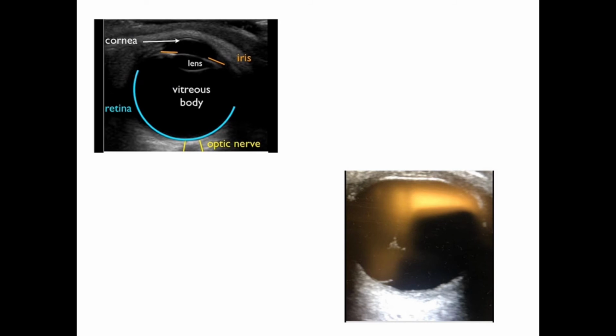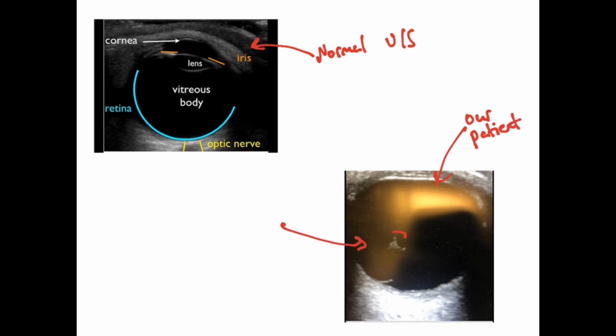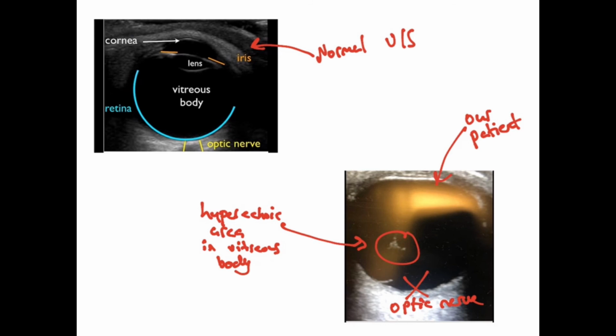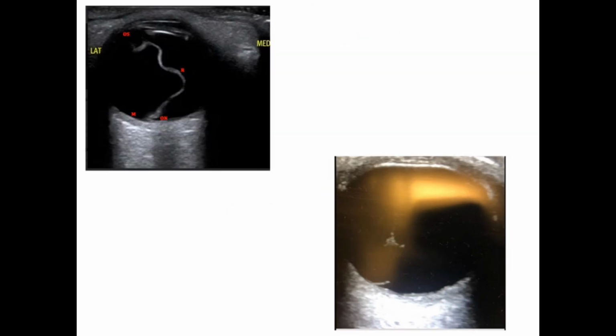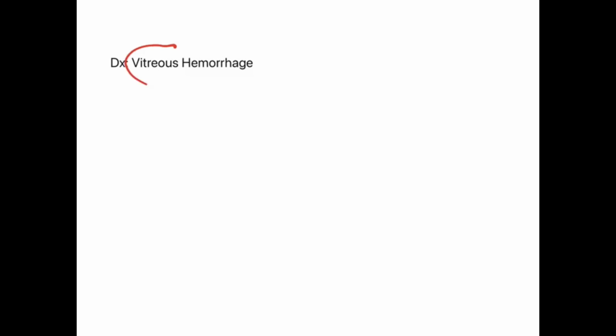On the left here, you can see a normal ultrasound of the eye with all the structures labeled. And on the bottom right, you can see the ultrasound of our patient. What's notable here is that they have a hyperechoic area within the vitreous body. Also note that it is not attached to the optic nerve. This is a common finding in an ultrasound of someone with vitreous hemorrhage. Important note here, vitreous hemorrhage can be differentiated from retinal detachment because the retina is always going to be attached to the optic nerve. So the diagnosis in our patient was vitreous hemorrhage.